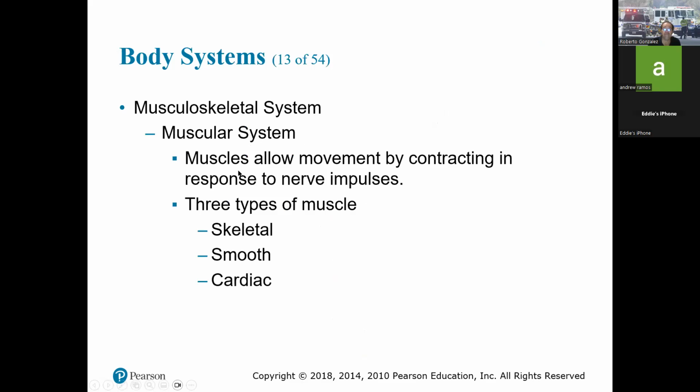The muscular system: the muscles allow the movement of contraction in response to nerve impulses. You have three types of muscles: skeletal, which are the ones that are connected to the skeletal system; smooth, which is basically around blood vessels, what do you call it? Tubes like the esophagus, the bronchioles, and everything. And of course, you have cardiac, which is basically located in the heart. And there's a difference between all three. The skeletal has striations to them, like little lines. Smooth muscles don't have them, and the cardiac muscles have both.